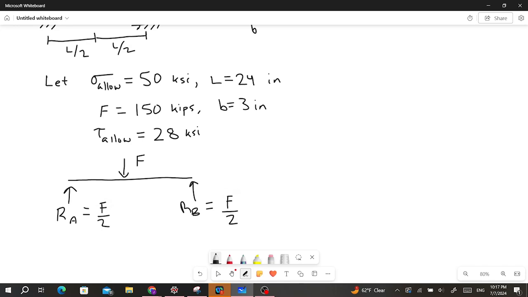Okay, and then I forgot to mention, but the numbers that we're going to use in this problem: our allowable bending stress is 50 ksi, the length of this beam is 24 inches, the force that's applied at the center of the beam is 150 kips, B, the width of the beam, will be 3 inches, and our allowable shear stress is 28 ksi. Okay, so now that we've got our free body diagram, we can go ahead and draw shear and moment diagrams, and those are what we're going to use for solving for the shear stress and the bending stress.